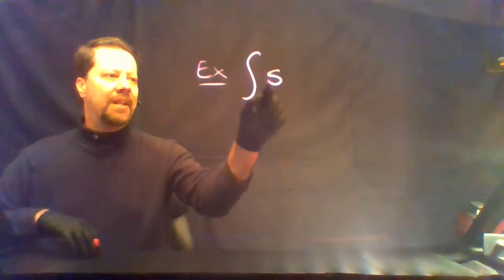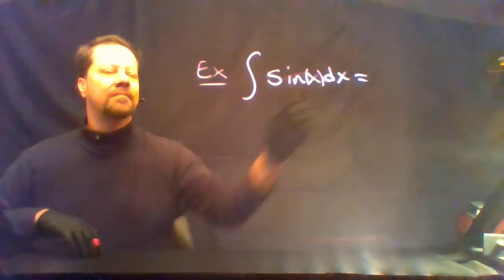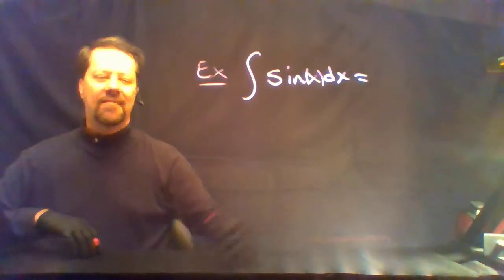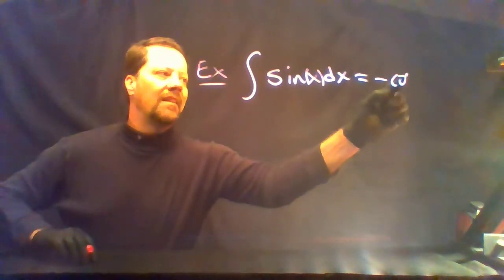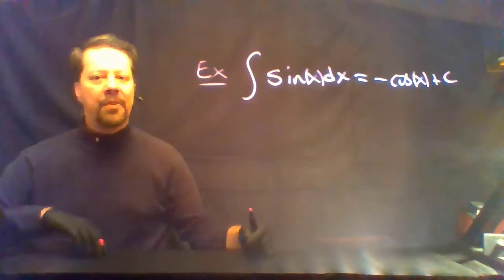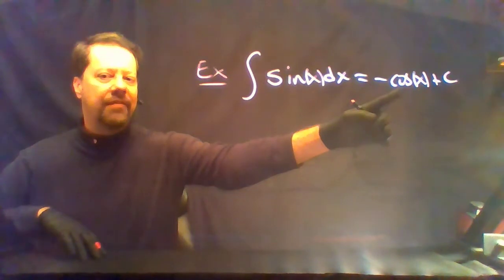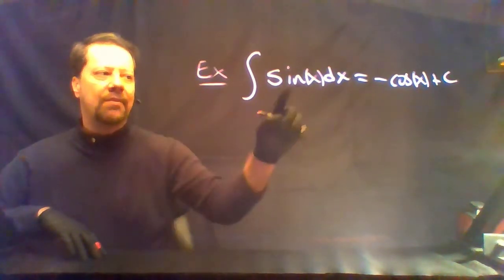Let's suppose we integrate sine x. We get negative cosine x plus c. Remember, the derivative of cosine is negative sine. So if I were to take the derivative of negative cosine x, I would have positive sine.